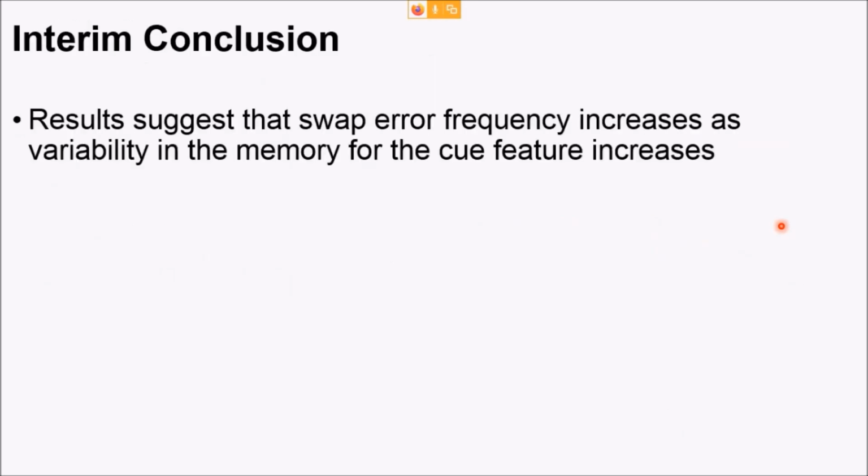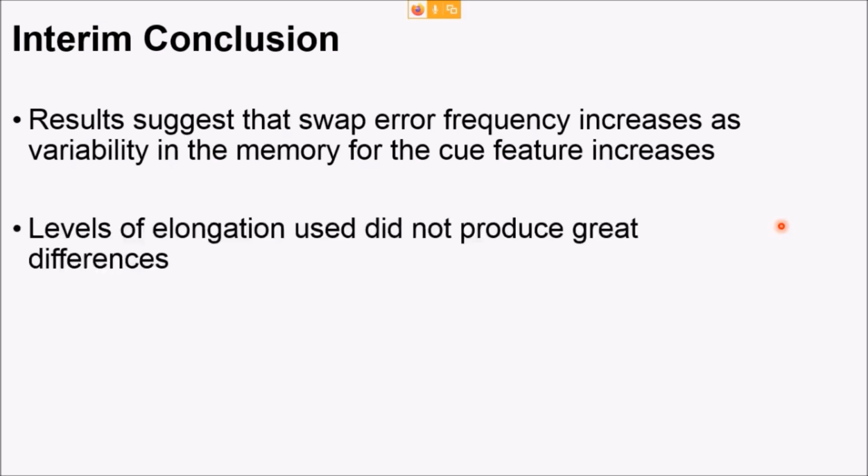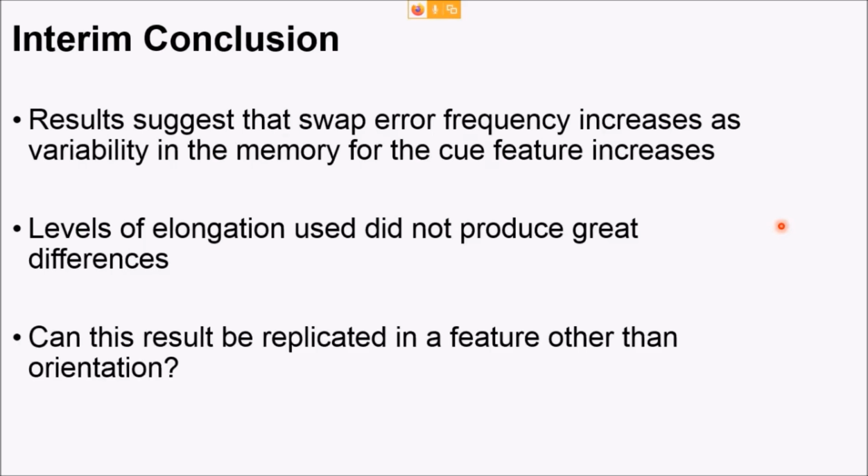So to conclude experiment 1, the results do support the feature variability account of swap errors. However, the levels of elongation used did not produce great differences across conditions, and the question remained whether this result could be replicated in a feature other than orientation.